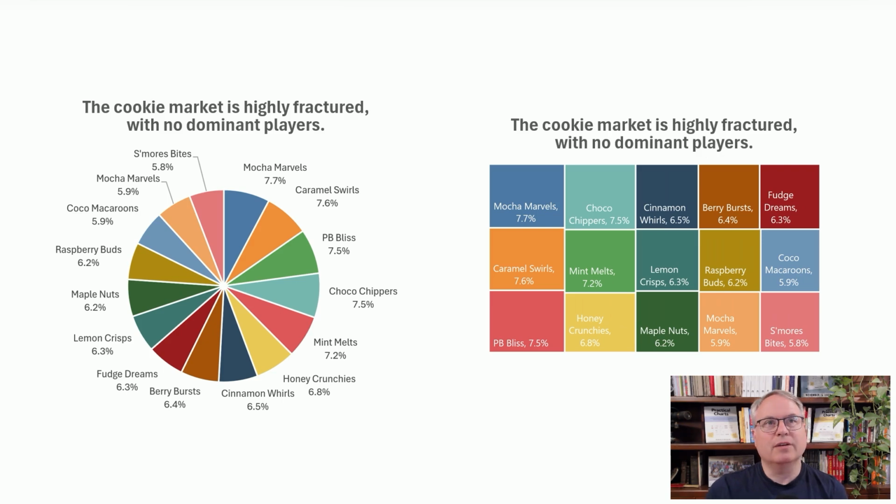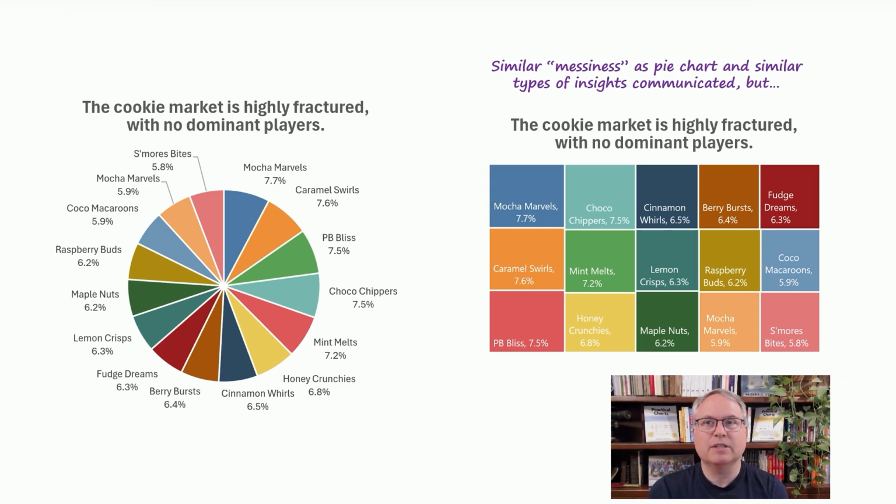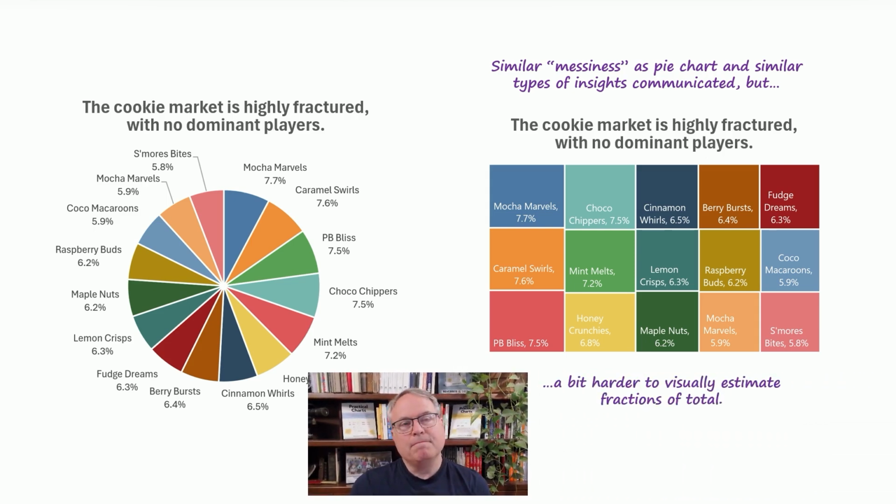I could use what's called a tree map. And to my eye anyways, it's actually pretty equivalent in a lot of ways to the pie chart, right? It's also fairly messy looking with this many parts. But it does also communicate insights like, for example, there's a highly fractured market. Well, yeah, I mean, that is kind of what this says, but it is a little bit harder to visually estimate fractions of a total in a tree map.